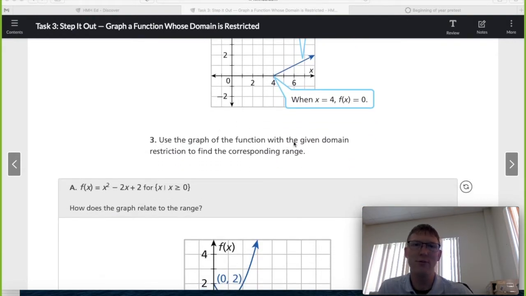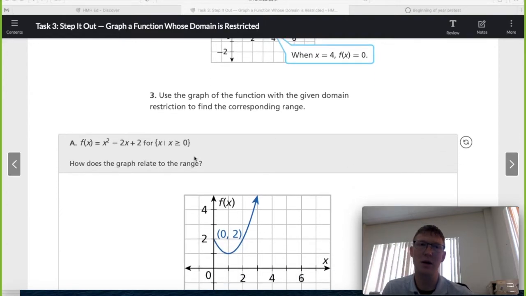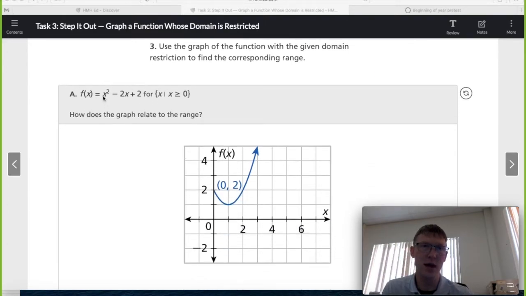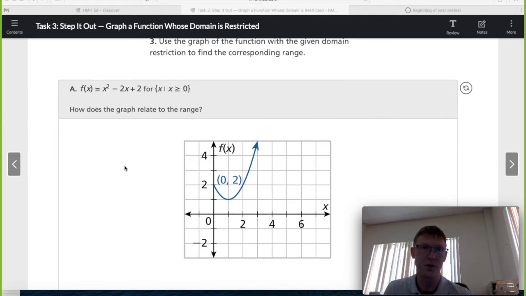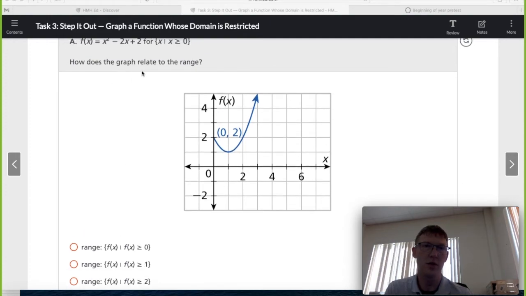So use the graph of a function with the given domain restrictions to find the corresponding range. So here we have x squared minus 2x plus 2. This is the actual function there. But the domain is restricted, set notation here, for x such that x is greater than or equal to 0. So how does the graph relate to the range?